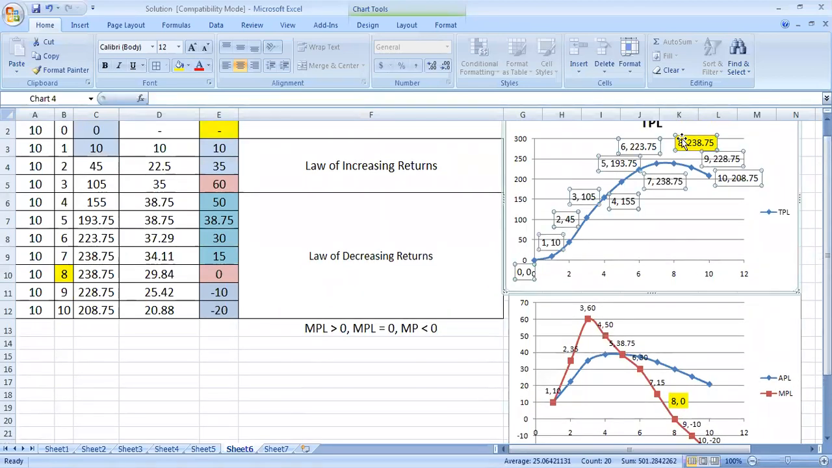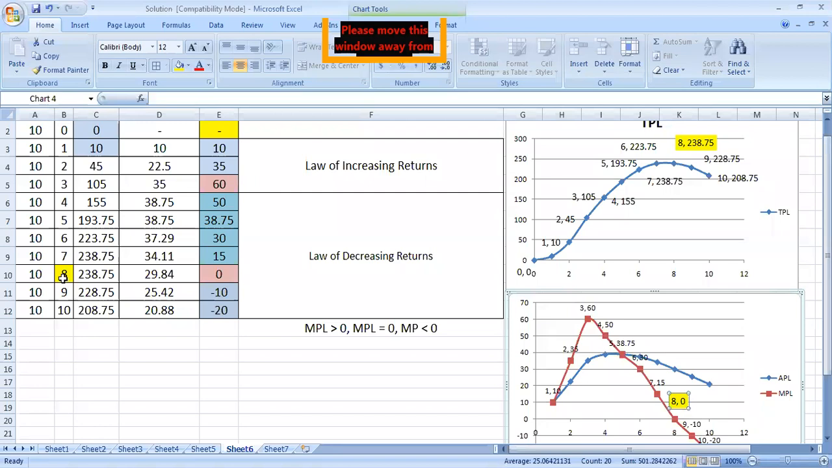If you just look at the value of total output of labor at 8th unit of labor, it is 238.75, and I was saying that it should be a maximum level of output. If you could just look at the value of MPL at 8th unit of labor, you could see that the value of MPL is 0, right? The one that I've just highlighted. In the below graph, in the second panel of the graph, you could see that the units of labor are 8, but the MPL is 0.